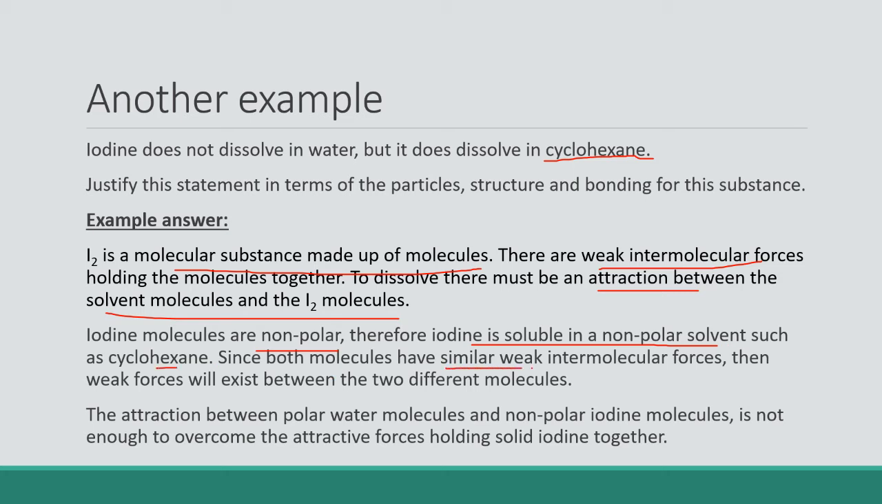They both have similar weak intermolecular forces, and those weak forces will exist between the two different molecules. So the attraction between polar water molecules and non-polar iodine molecules is not enough to overcome the attractive forces. So it won't dissolve in water. The attraction is not strong enough. It does dissolve in non-polar things because there's attraction between the solvent and the solute, the thing being dissolved.